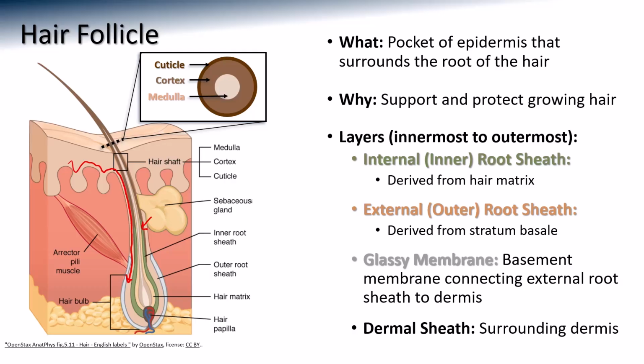And finally, outside of that, you have what's called the glassy membrane. This is the basement membrane of this strip of epidermal epithelium here that is connecting the root sheath to the dermis itself. So if you've ever plucked out a hair and looked at the root end of it, you notice it's got kind of a white covering on it. That's that glassy membrane that you're looking at. All right, and finally then we have the dermal sheath, which is just referring to the little bit of dermis here that surrounds the hair follicle itself.